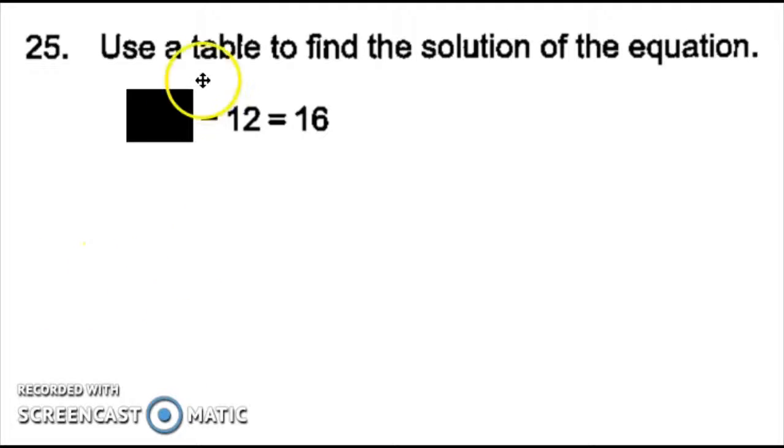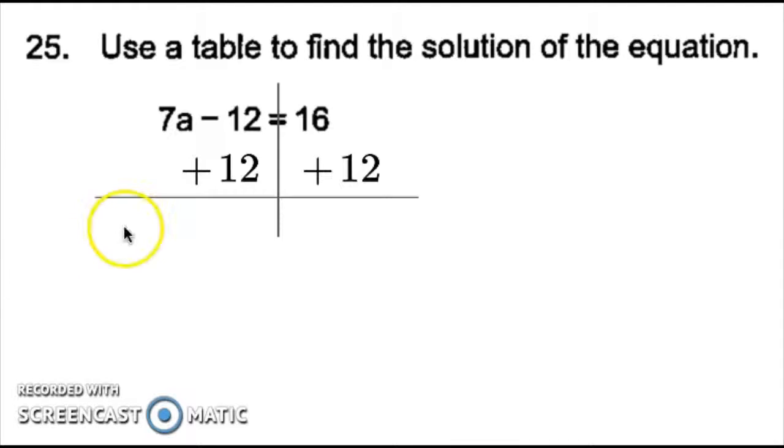Now I noticed that in order to get that term by itself, I need to move this negative 12. Now what I need to look at is what that negative 12 is doing to that 7a. It is subtracting it. So to undo subtraction, we have to add. So we add 12 to both sides. Negative 12 plus 12 is 0, which leaves us with 7a equaling 28.